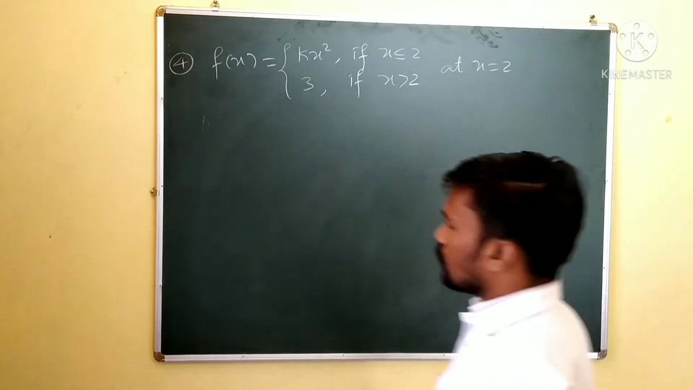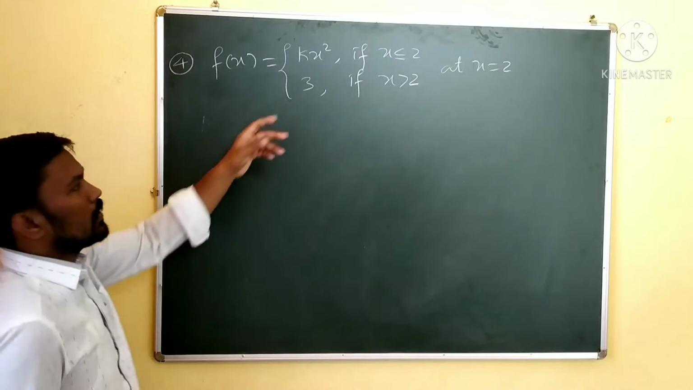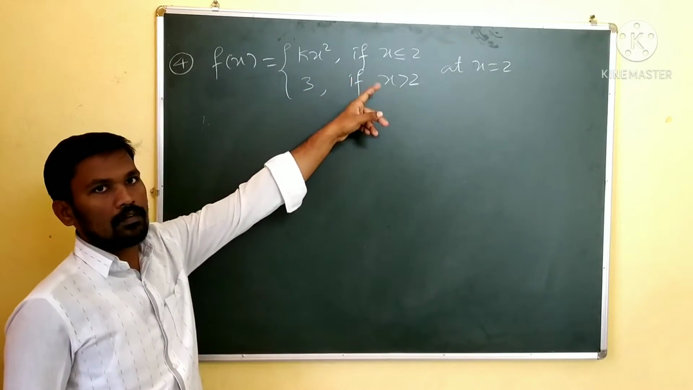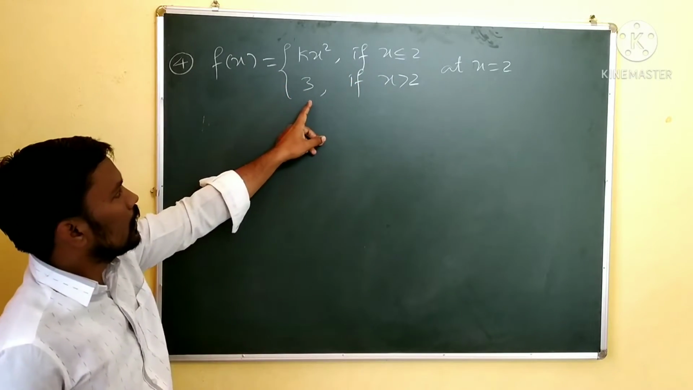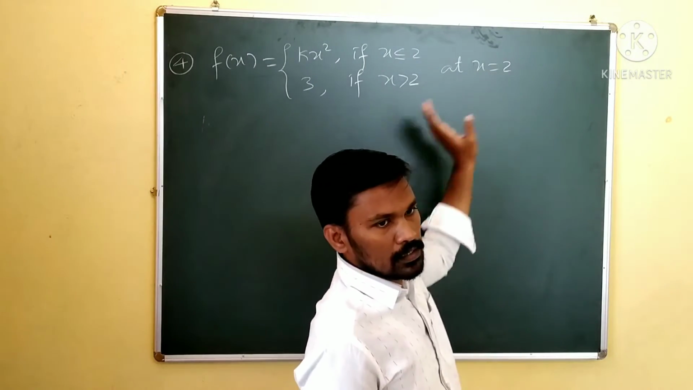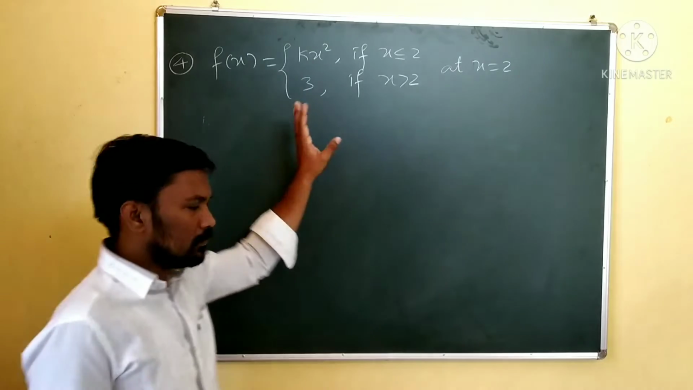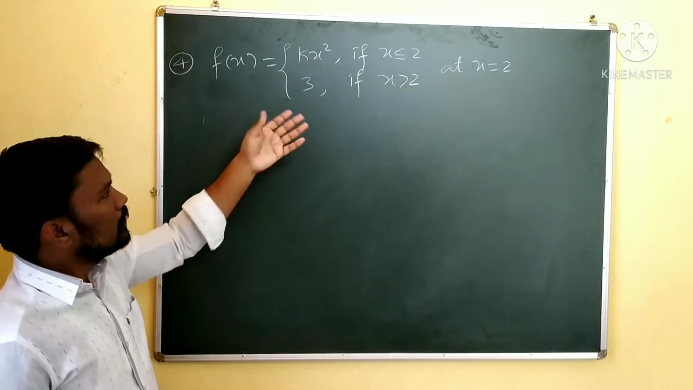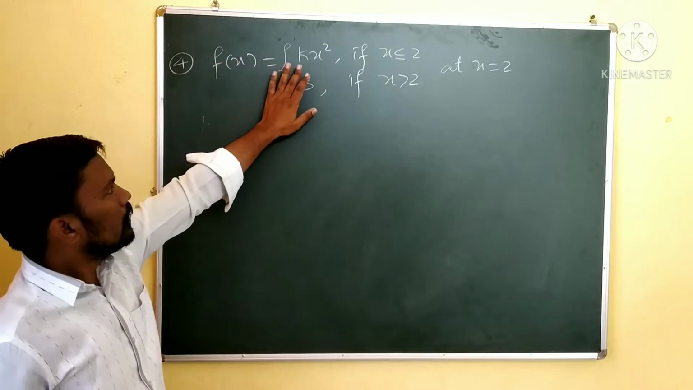So look at the fourth question. F of x is equal to kx square if x is less than or equal to 2, and f of x is equal to 3 if x is more than 2. At x equal to 2 it is a continuous function. Again, all are continuous functions only. So now again here we need to calculate the value of k.